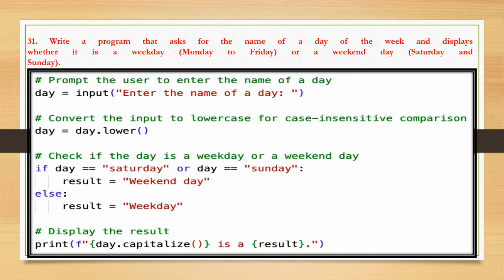The next program is to ask for the name of a day of the week and display whether it's a weekday or weekend. So first prompt the user to enter the name. Here we will convert the input to lower case, and then we will check if the day is equal to Saturday or Sunday, then it's a weekend, else it's a weekday, and finally we will display the results here.